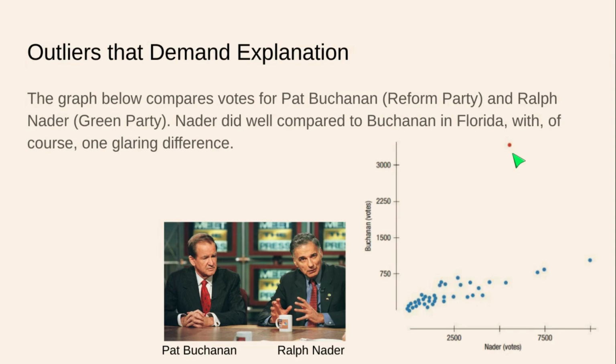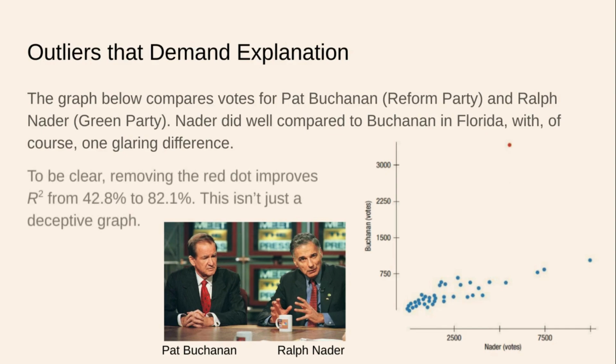Now, if you are an astute stats student, you've noticed that the scale for my Buchanan votes is different than the scale for my Nader votes. And you thought, oh, are we just adjusting axes and making this point seem far away? Well, I'm going to argue that this is actually a good representation of the data.